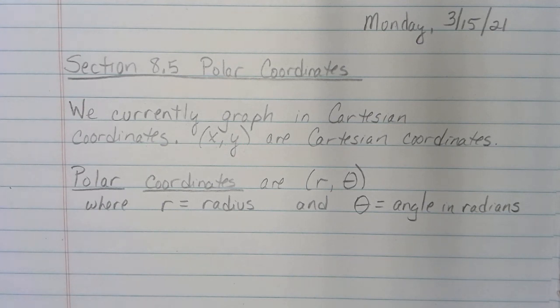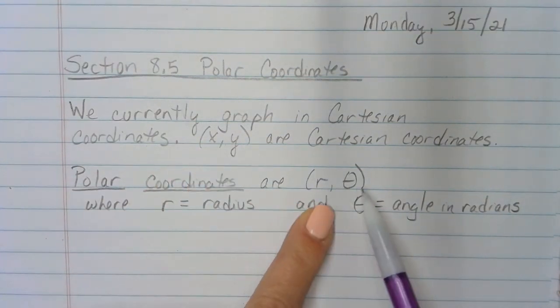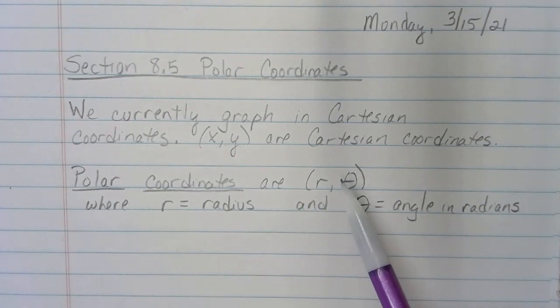Also, there'll be some polar equations that you'll look at in some upper level math classes. Some of you may never see those things and some of you might, but the introduction to what polar coordinates are is all that we are going to do in this class. So we know we've got (x, y) as our Cartesian and (r, theta) as our polar coordinates. r is the radius and theta is the angle in radians.